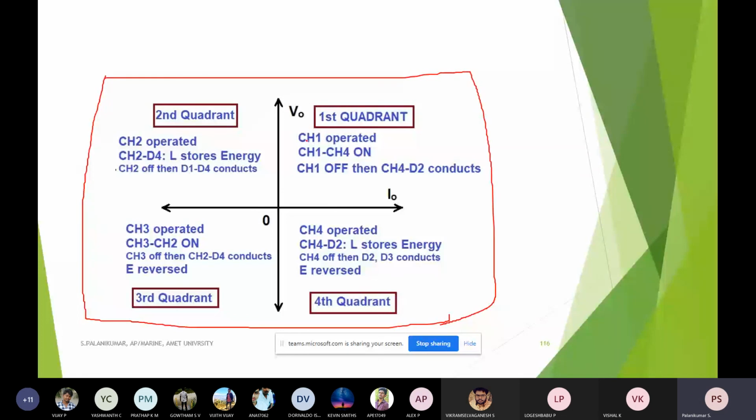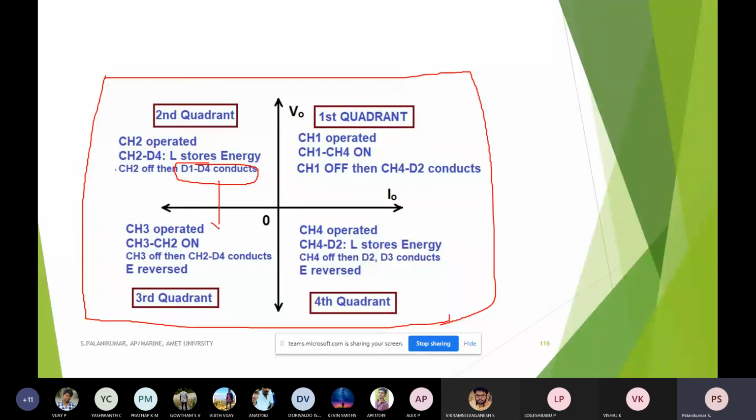So first quadrant, CH1 operated, CH1 and CH4 on. Operated in the sense the duty ratio of the chopper only is changed, but here it will be on. When CH1 is off, then CH4 and D2 conduct. Until that, it will be in first quadrant. When D1 and D4 start conducting, it will enter into second quadrant operation. Why? Because of the stored energy in the inductor. When CH2 is off, D1 and D4 conduct. So that is second quadrant.